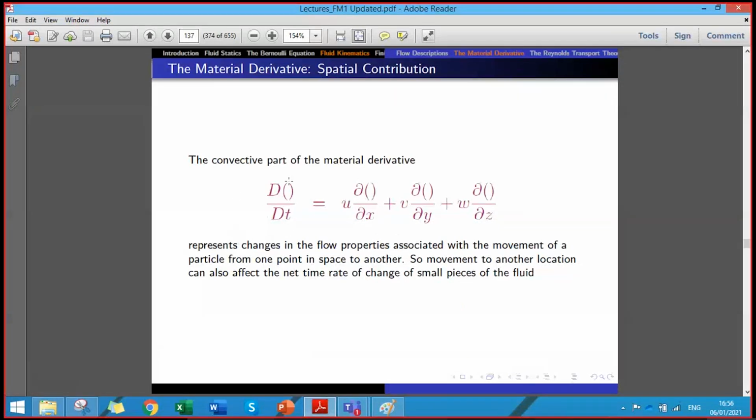So what does the convective part represent? It represents the change in flow properties associated with the movement of a particle from one point to another point in space. Clear? So it explains how the location is changing and how quickly the location is changing. The velocity component explains how quickly that location is changing. Is it clear? Yes, sir. Spatial parts are basically the x, y and z components of the total derivative.